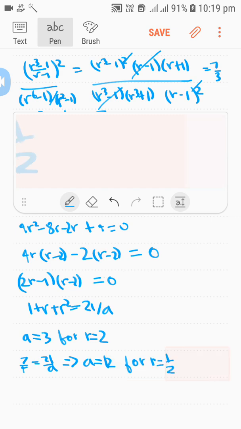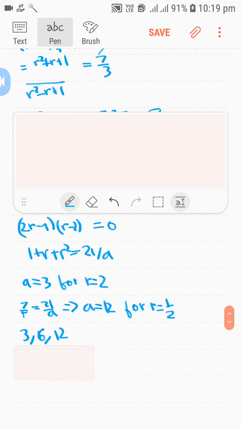Okay, so now let's create those three numbers, a, ar and ar squared. If a is 3 and r is 2, then you get 3, 6 and 12. If a is 12 and r is half, you get 12, 6 and 3. So we still get the same numbers. No two different GPs, just the order is completely opposite. That's nice. So let's move on to the next question.